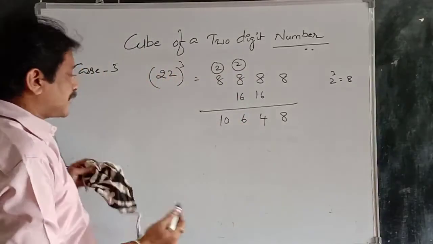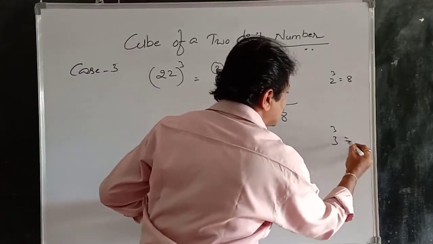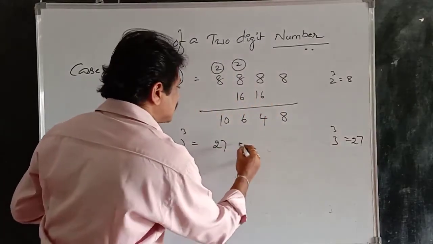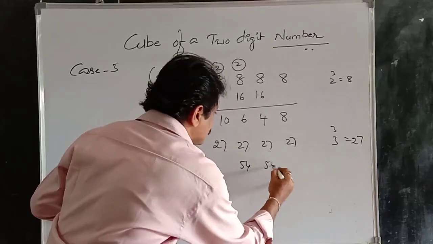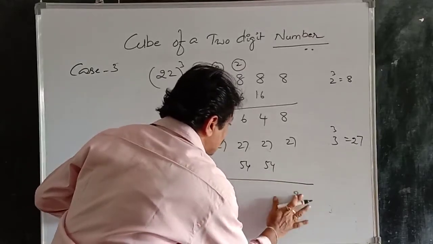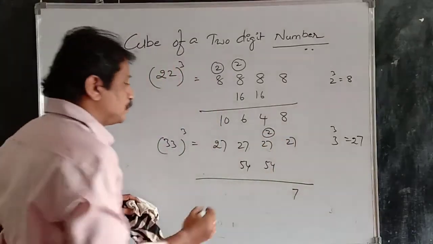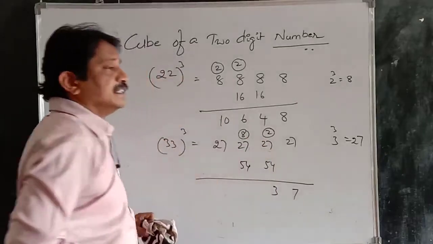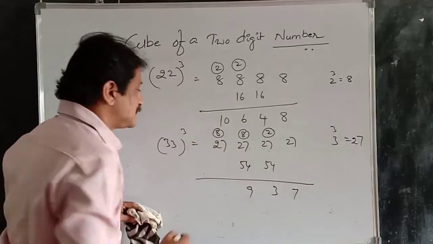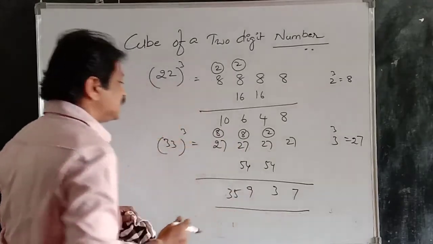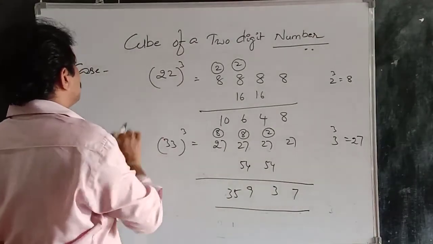Now if you take 33 cube, what you have to do? 3 cube, how much? 27. Right? 27, 27, 27, 27. Twice of the middle ones: 54, 54. So 27 means you have to write 7. 2 is carry here. 27 plus 54 is 81 plus 2, 83. 8 is carry here. 27 plus 54, 81 plus 8, 89. 8 is carry here. 27 plus 8, 35. 35,937. That's it.